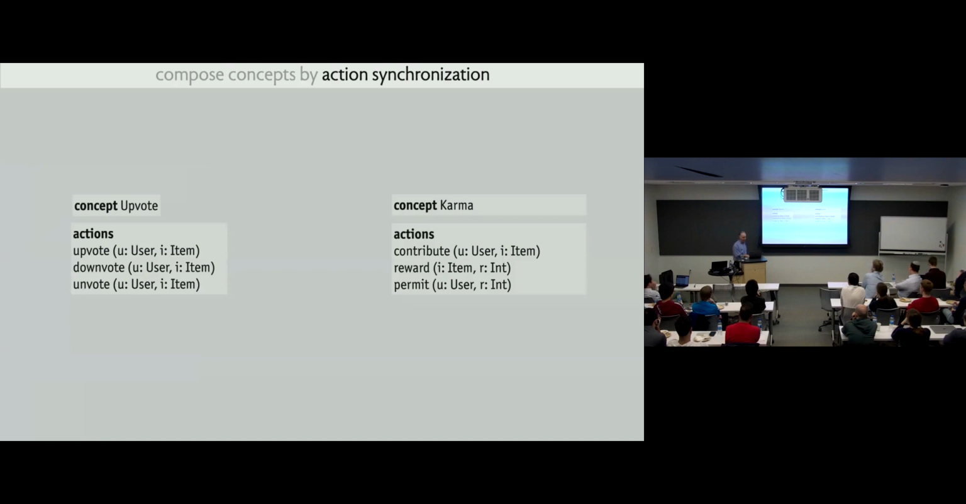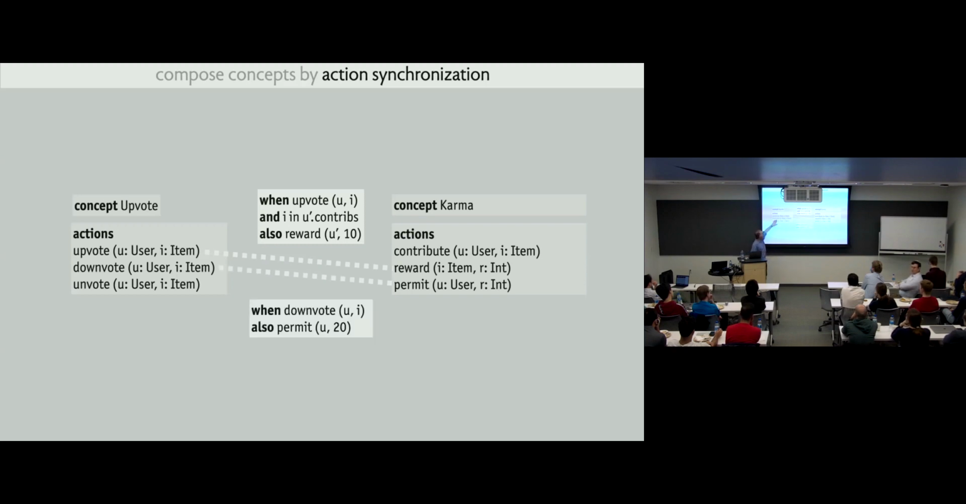So the way we make it work is that we connect together the actions of the two concepts. So we say, for example, that when a user upvotes an item and the item was contributed by another user, that other user is rewarded. And then similarly, when a user performs a downvote, then it must be the case that at the same time, we also execute the permit action with, say, 20 karma points in the karma concept. So the way you should read these is not sequential. These are like transactions. They're all or nothing, right? This says you can't have a downvote without a permit. And this says you can't have an upvote under those conditions without a reward, okay?